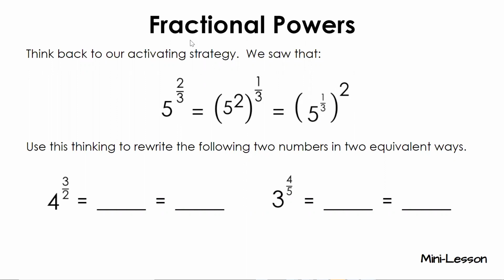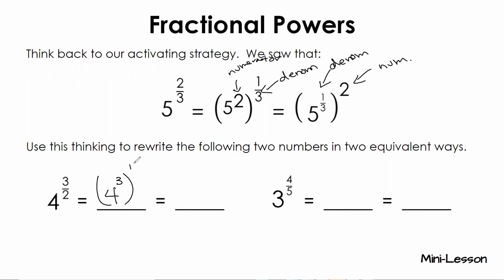So basically what they did here was they said 5 to the numerator raised to the denominator. And then the next one is to the denominator raised to the numerator. That's all they did. So we're going to do the same thing. We have 4 raised to the numerator raised to the denominator. And then we have 4 raised to the denominator raised to the numerator. Can you do the same thing on this next one?